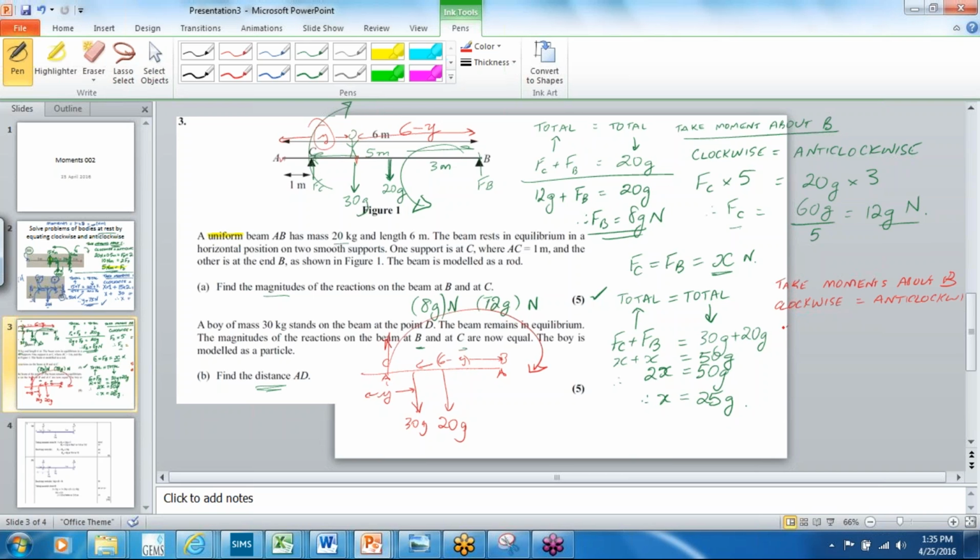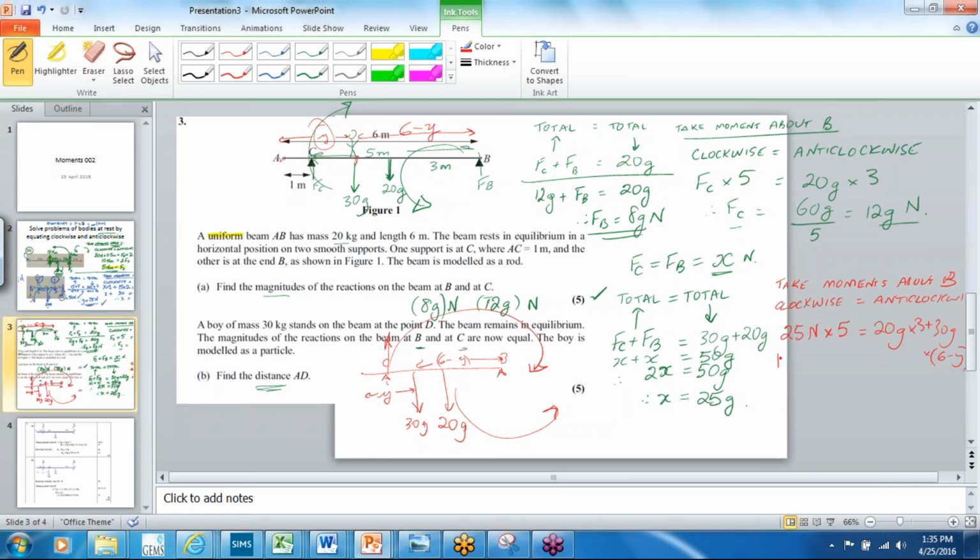So that's the force at C, which is 25G newtons times the distance away, which is 5. Now the anti-clockwise is the mass of the bar, so that's 20G times 3. And 30G times the distance, 6 minus y. And there we have it. All we have to do is find y.